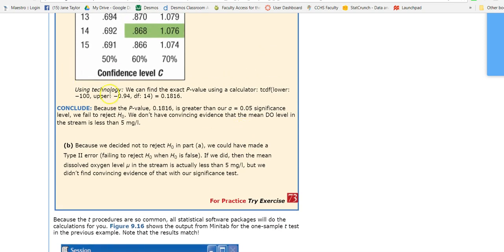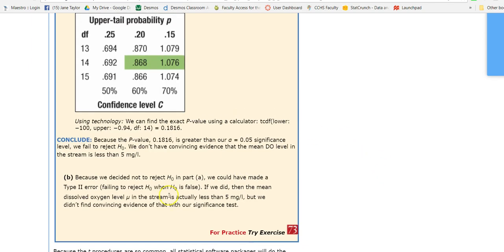So the conclusion: because the p-value 0.1816 is greater than our significance level of 0.05, we fail to reject the null hypothesis. We don't have convincing evidence that the mean DO level, dissolved oxygen level, in the stream is less than 5 milligrams per liter. Notice we don't accept the null hypothesis, we just fail to reject it. So there's a quick explanation of doing your t-interval.